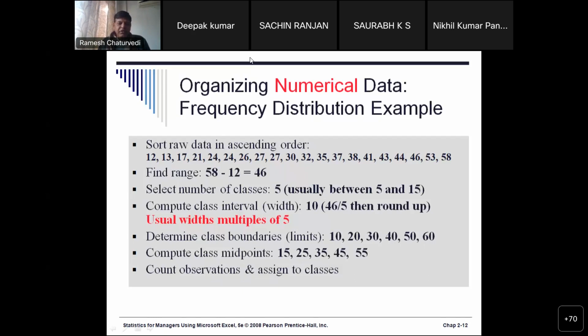3. Raise your hand. Yes Nikhil, tell. Sir, 12, 13 and 17. Yes, because the data is arranged in ascending order, so you can tell. Deepak and Sachin, all three are willing to tell, but I think your answer is the same. Sachin? Yes, sir. Okay. So now you know.